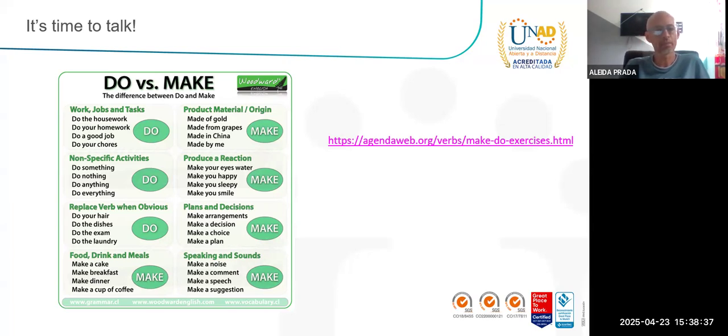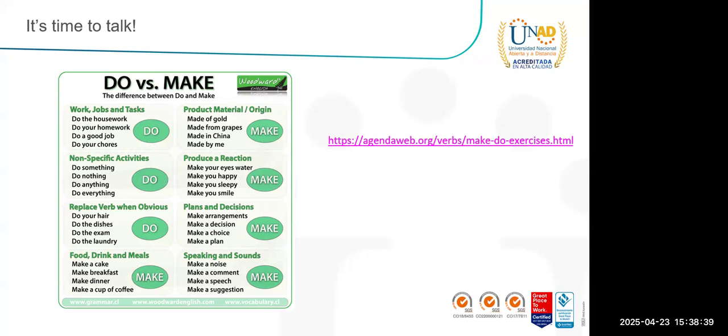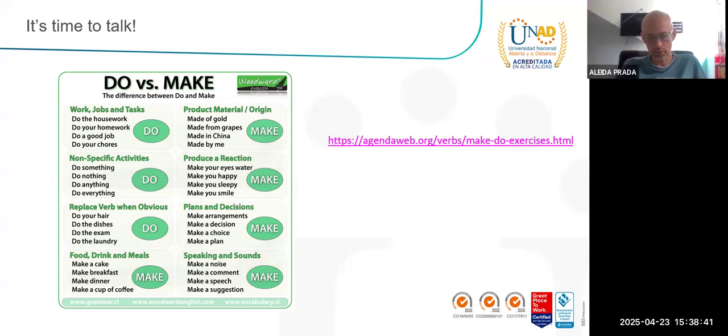We use make in order to talk about plans and decisions: make arrangements, make a decision, make a choice, make a plan. We don't do arrangements, we don't do decisions, we don't do choices, we don't do plans. We make arrangements, make plans, make projects, okay?